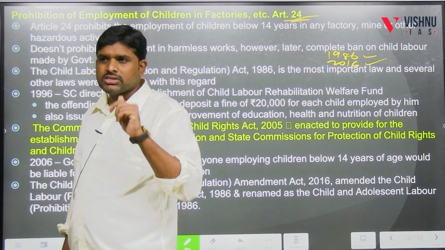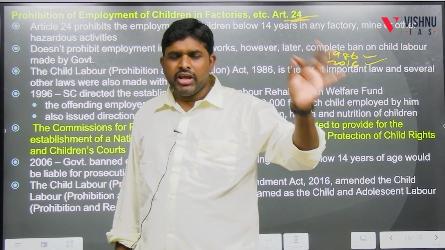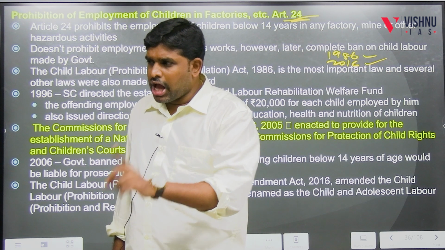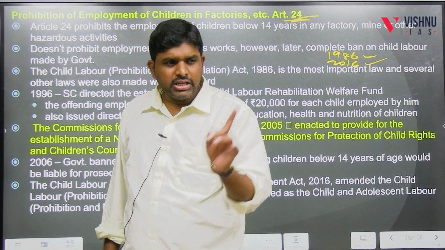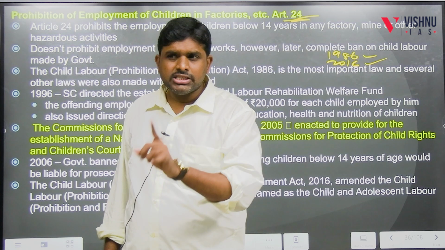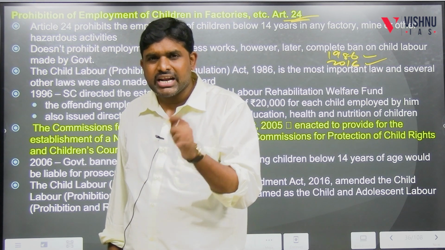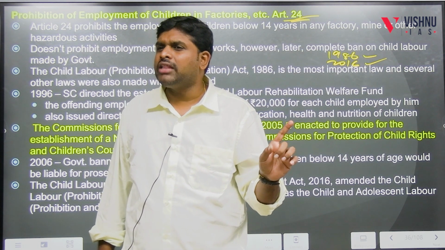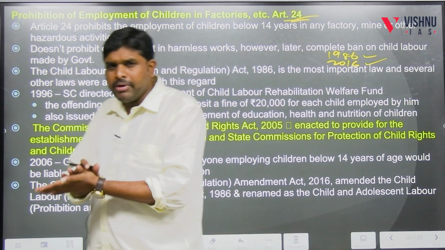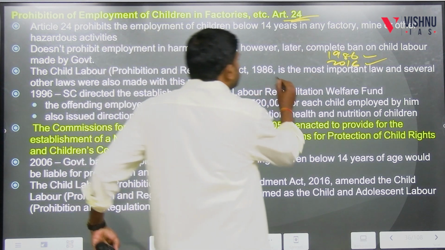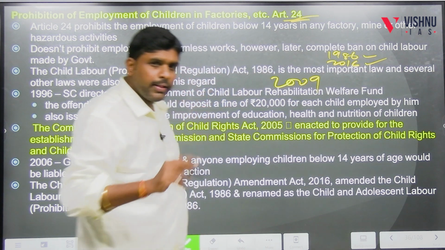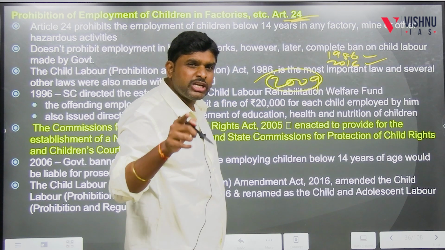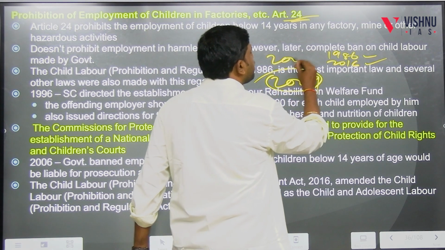I explained this when I was discussing 21A. Free and compulsory education for every child from 6 years up to 14 years. So free and compulsory education for 6 to 14 years was added to the Constitution as a fundamental right under Article 21A. That Constitution Amendment Act was made in the year 2002 and the number is 86. But it got implemented in the year 2009. Why? The relevant act was made later, but the constitutional provision was added when? Are you getting my point?